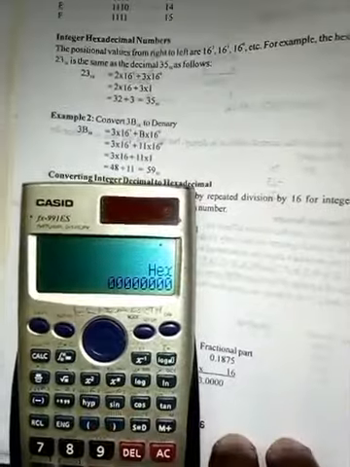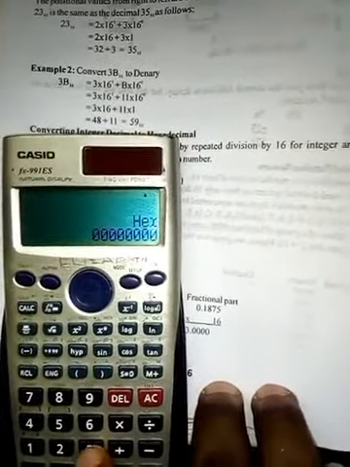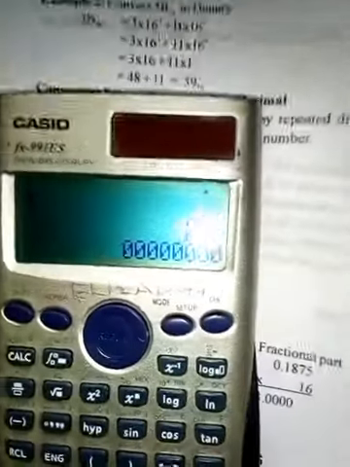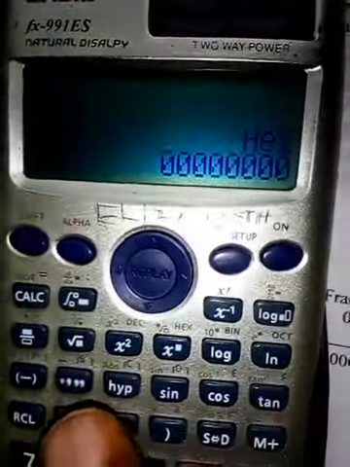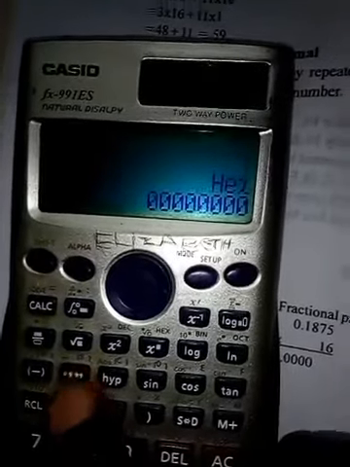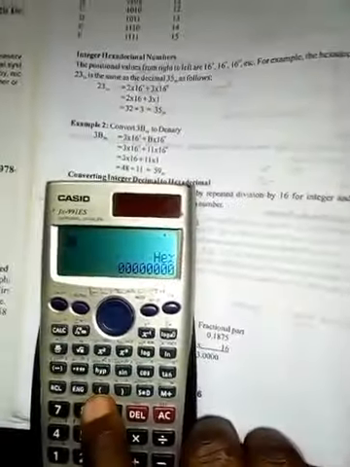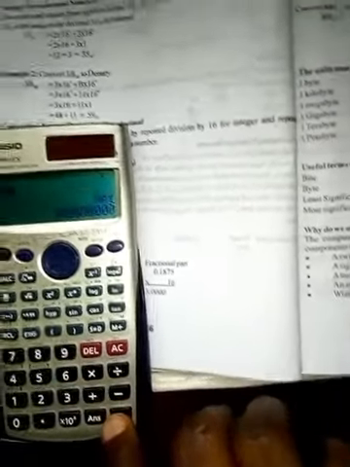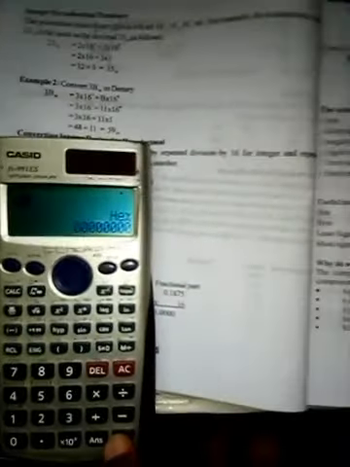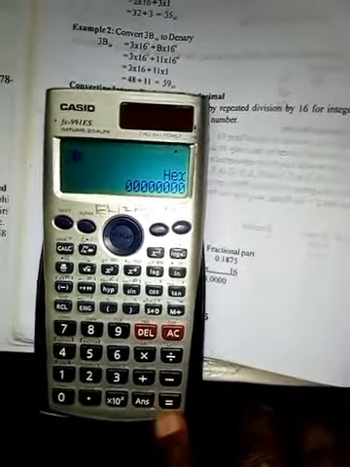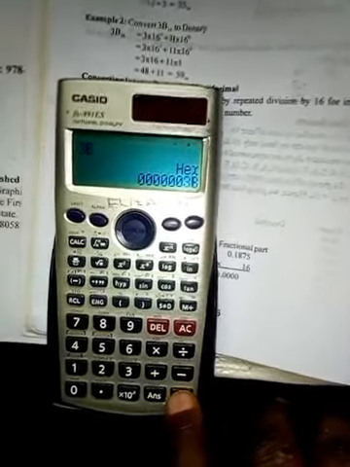The question says 3. This is 3. We've written 3. If you look closely at this part of the calculator, now you're going to see A, B, and C. So you type B. Type B, it goes in there. Type in 3B. Now, what you simply have to do is press equal to so it can come down. Press equal to.